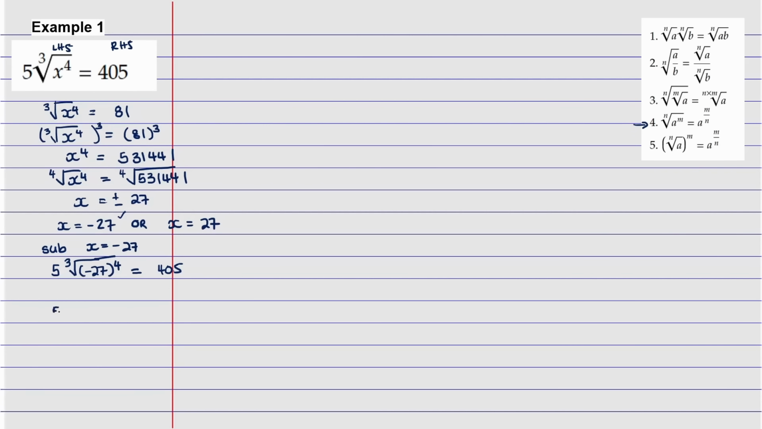Now if we substitute when x is equal to 27, it's going to be 5 times the cube root of 27 to the power of 4. We're going to get the fact that it's 405. So we see that both x equals negative 27 and x equals positive 27 are our answers. So therefore, we can conclude that x is equal to plus or minus 27. I hope that made sense.